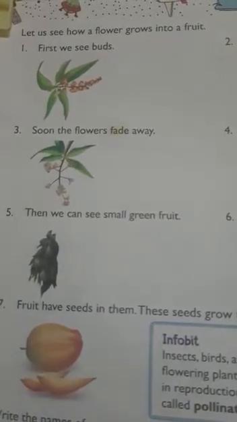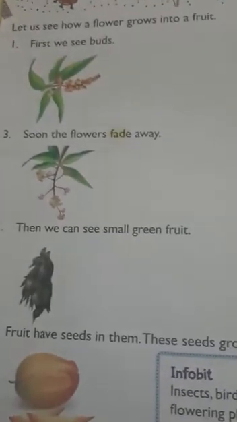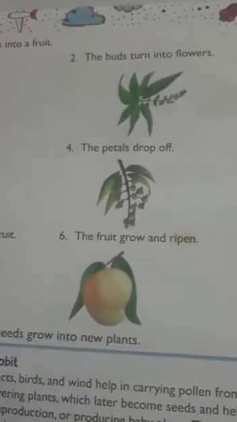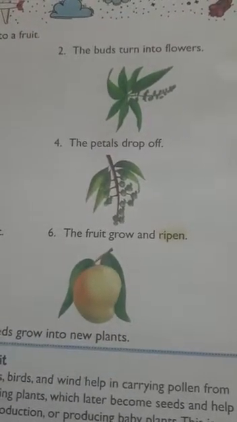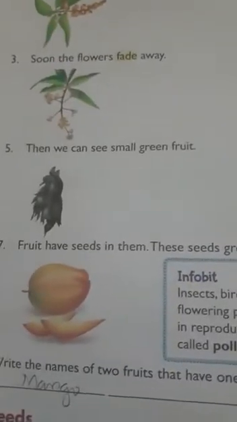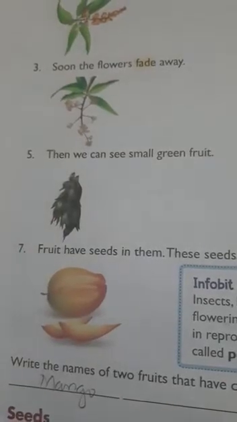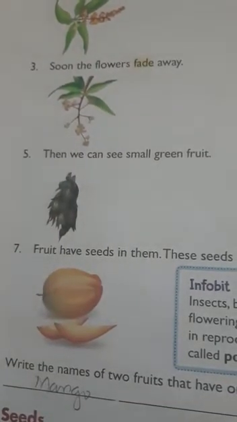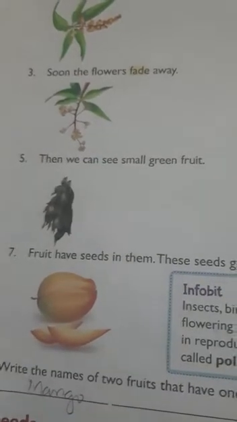Let us see now how a flower grows into a fruit. First, we see buds. We can see buds on a plant. Okay. The buds turn into flowers. In the second step, the buds turn into flowers. In the third step, soon the flowers fade away. After some days, we see that the flowers fade away. They start becoming dry and dull.